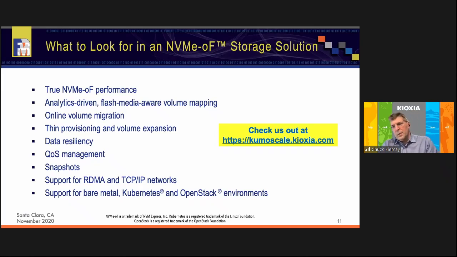Third, you want online volume migration, something like what I showed you on the diagram there, to support Kubernetes workload mobility. Fourth, you want the basic features of thin provisioning, volume expansion, data resiliency, and QoS management, so you can keep your customer satisfaction high, as well as snapshots. Finally, you want support for both RDMA and TCP/IP networks for deployment flexibility. And you want your solution to support bare metal, Kubernetes, and OpenStack environments, so you can drive it into any of your data center environments.